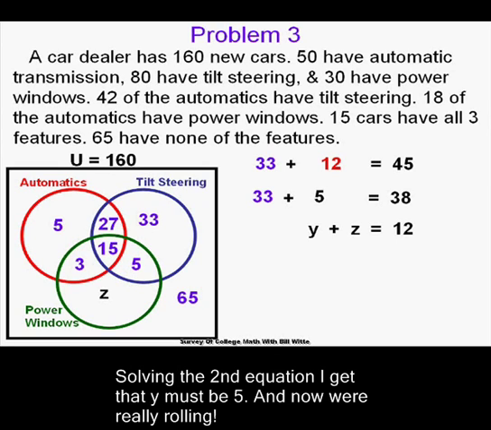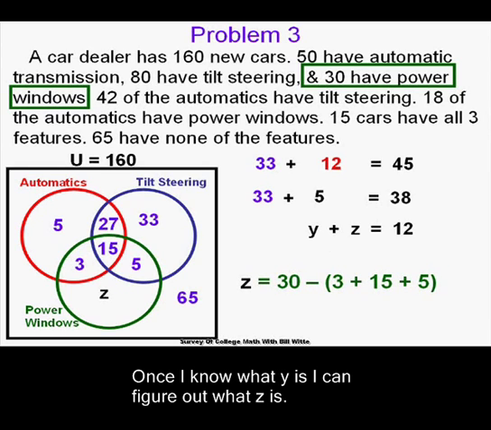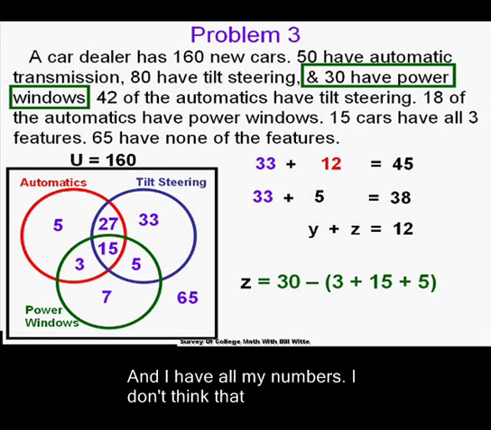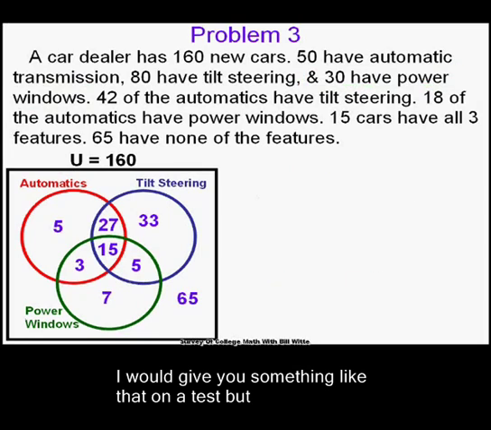Now we're rolling. And once I know what y is, I can figure out what z is by subtracting all those other numbers from the total number in power windows. Yes! And I have all my numbers. Okay, I don't think I'd give you something like that on a test, but I wanted to impress you to show you that you could use systems to do it.